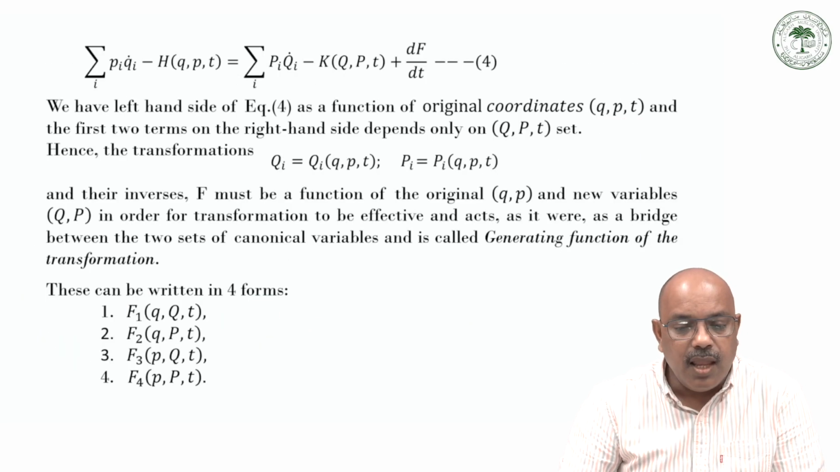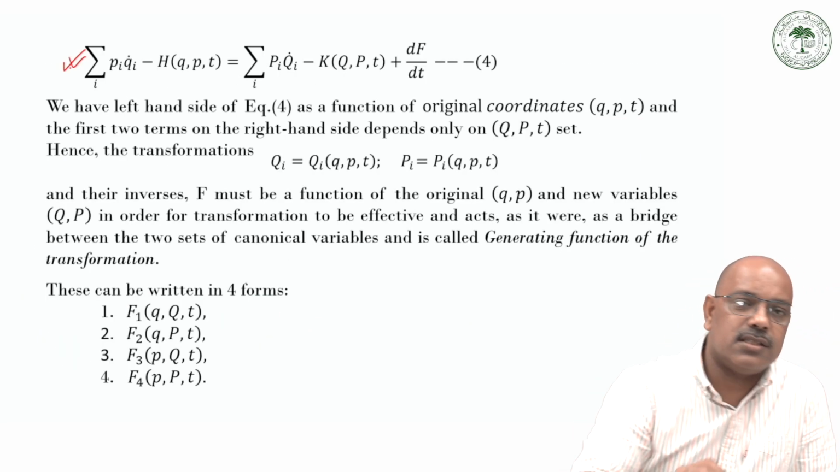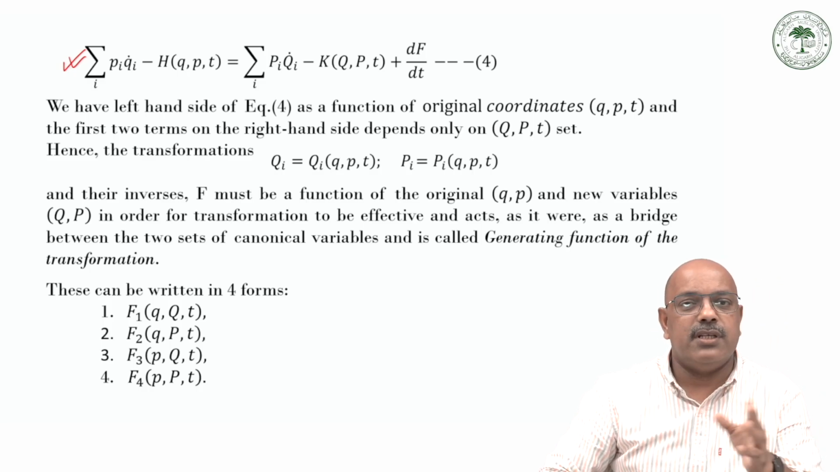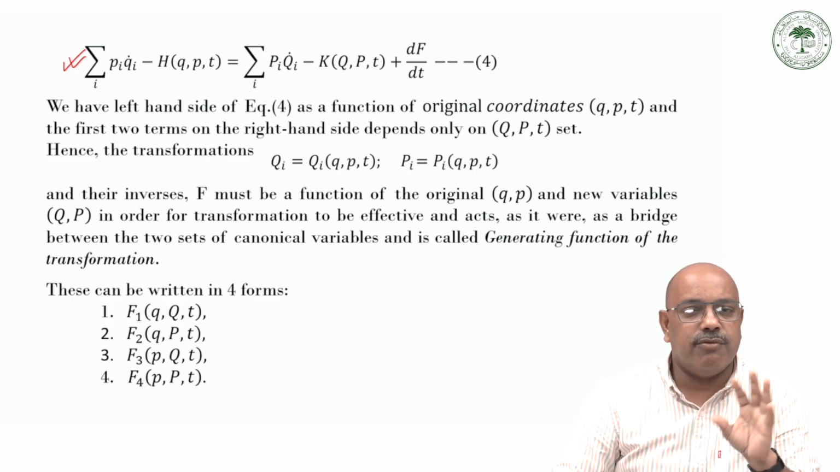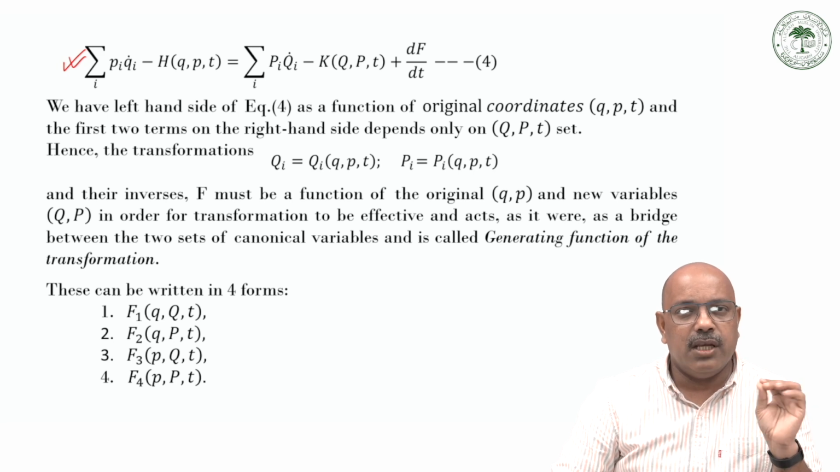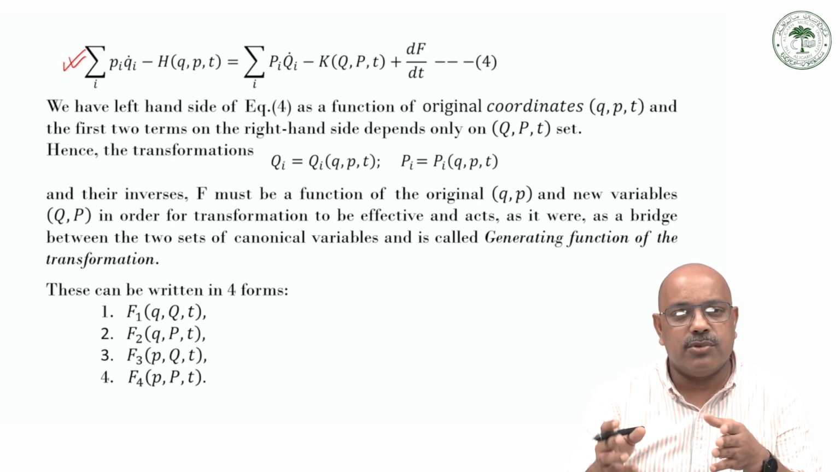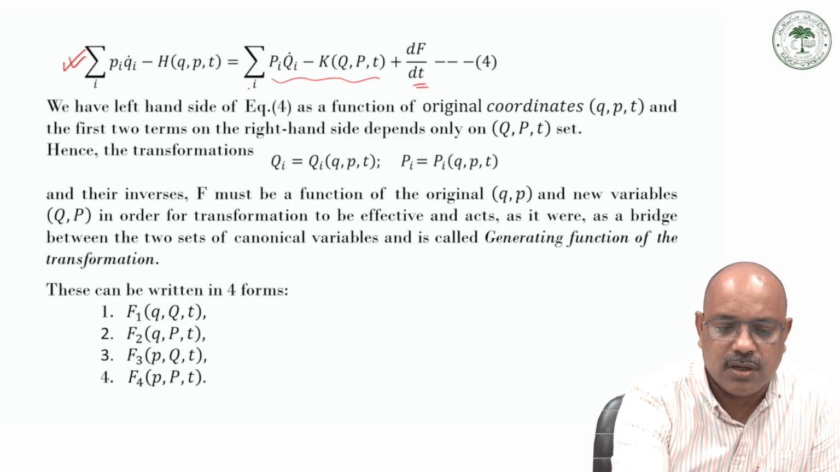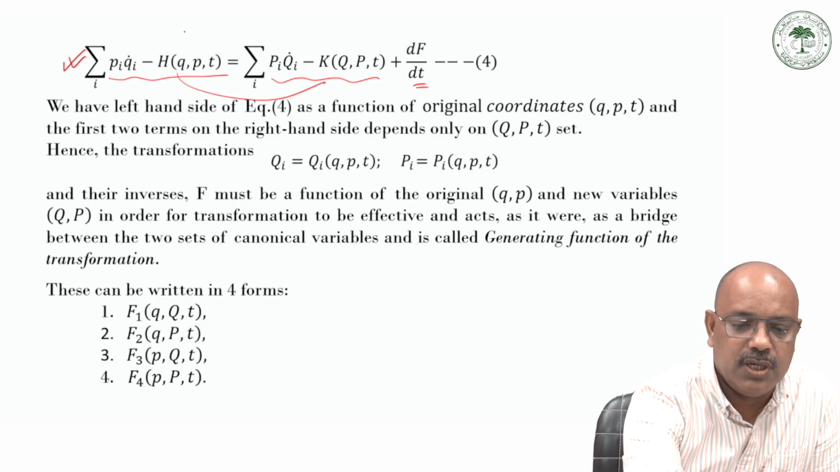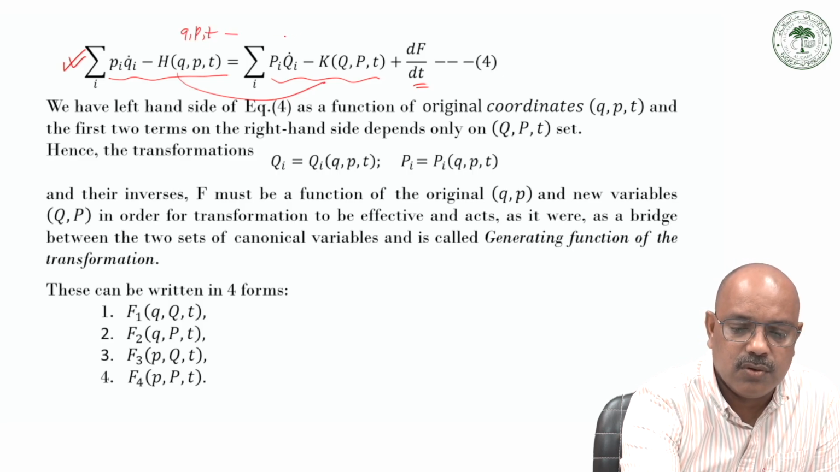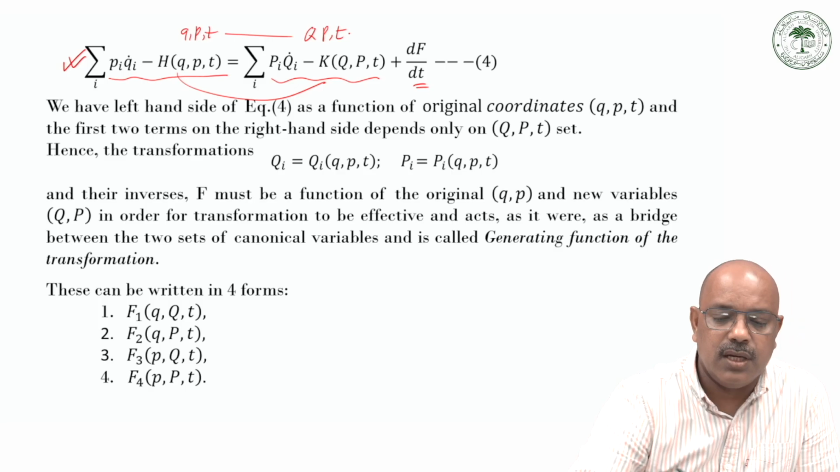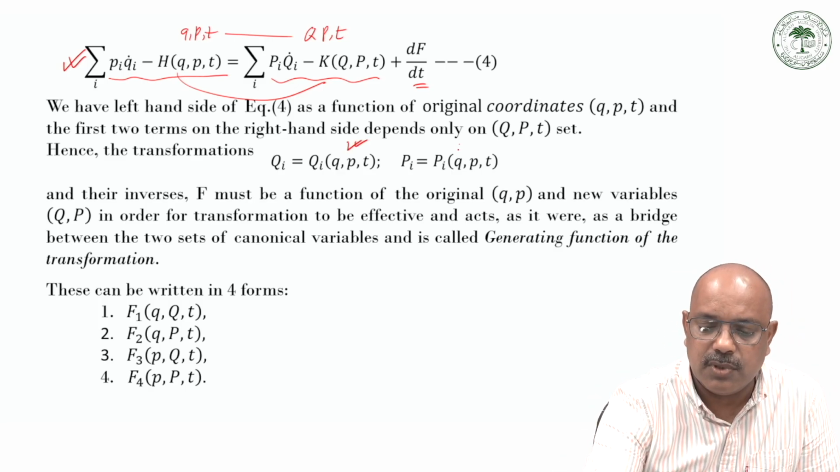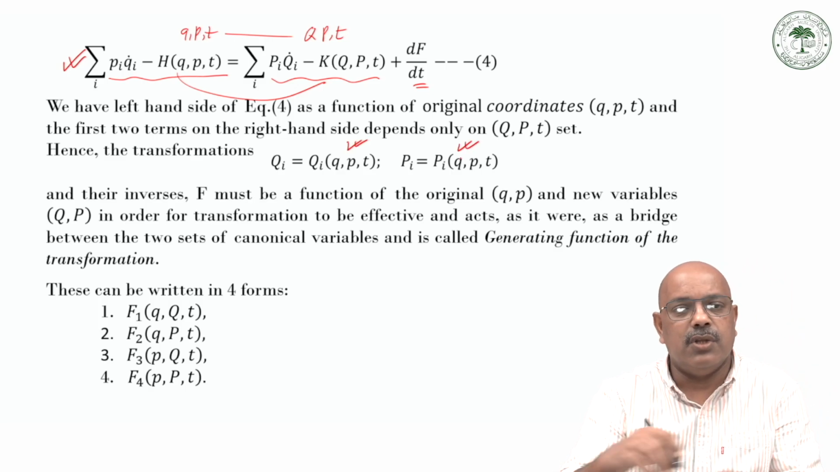Let's have this written here. Now on the left hand side of this equation, we have a function of the original coordinates, small q, small p, and small t, and the first two terms on the right hand side depend upon capital P and capital Q. So the transformation is from q, p, t to Q, P, t. This is what is being transformed, and we can do the inverse also.